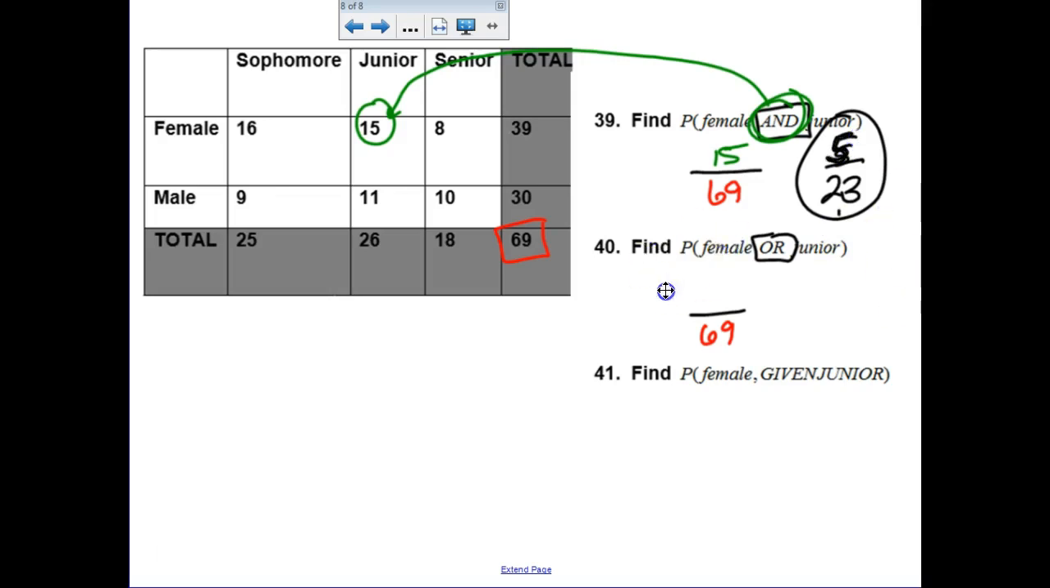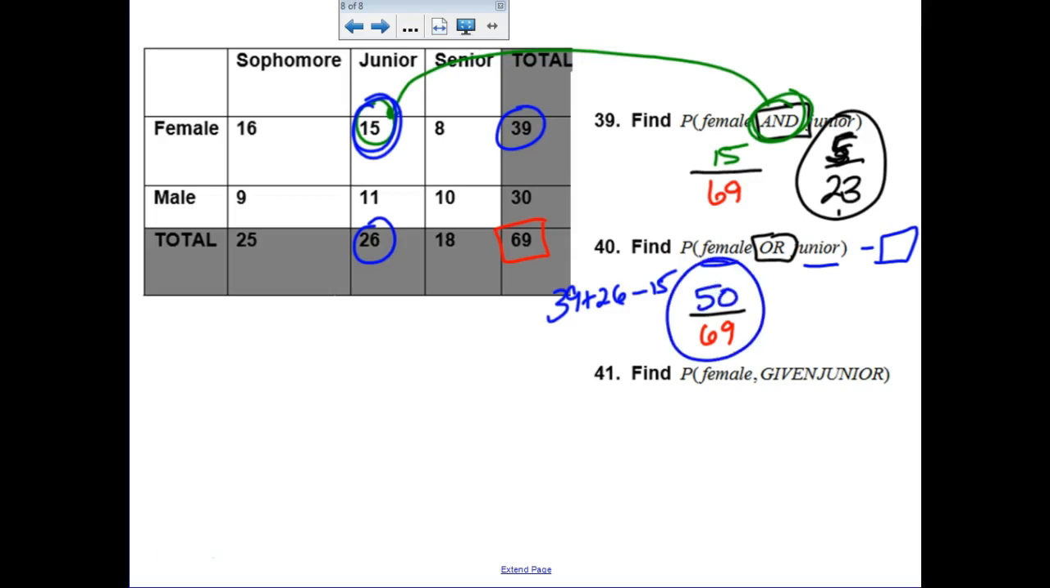Or, a little different, you're going to have to figure out female and then junior, and then you're going to have to subtract the overlap, right? So total female is 39, total junior is 26. So we start with 39 plus 26, but then we have to subtract the female and juniors. These overlap parts are right here, which is those 15 girls from the first problem. And when we get that on our calculator, you get 50 out of 69, which does not reduce.